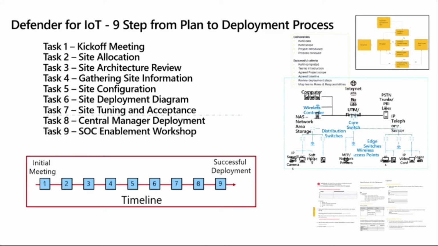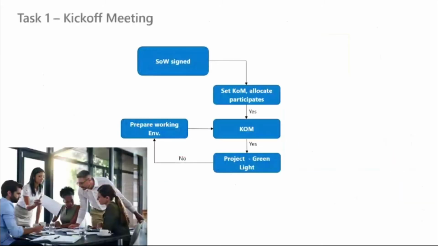So we will start off with a kickoff meeting. We'll go through site allocation, site architecture review, gathering site information, doing site configuration, the actual site deployment, fine-tuning it, and an additional 2 processes, which are central management deployment and SOC enablement, which are not a must in every deployment but have their benefits, and I will demonstrate once we get to them. So without further ado, we will go into the first step, which is the kickoff meeting.